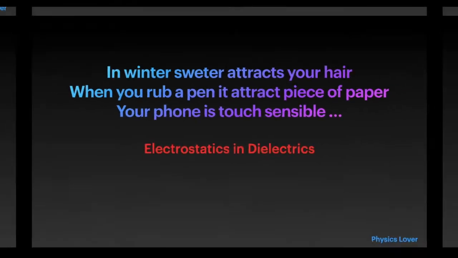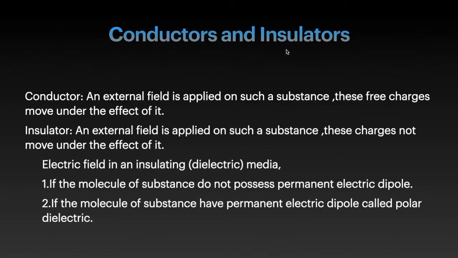Electrostatics by physics lover. Conductors and insulators. You know insulators are called dielectrics. Conductors: an external field is applied on such a substance, and those free charges move under the effect of it. Insulators: an external field is applied on such a substance, and those charges do not move under the effect of it.